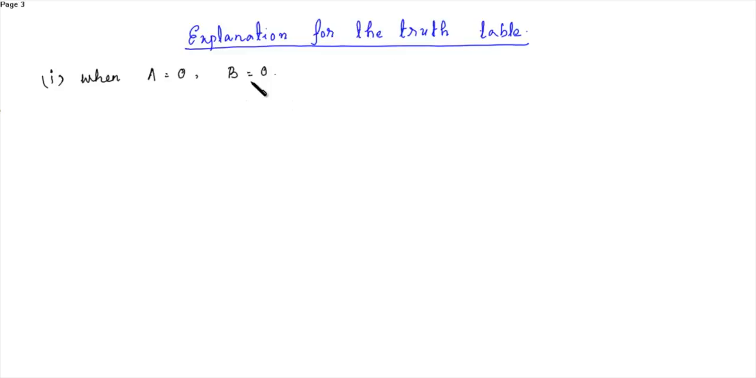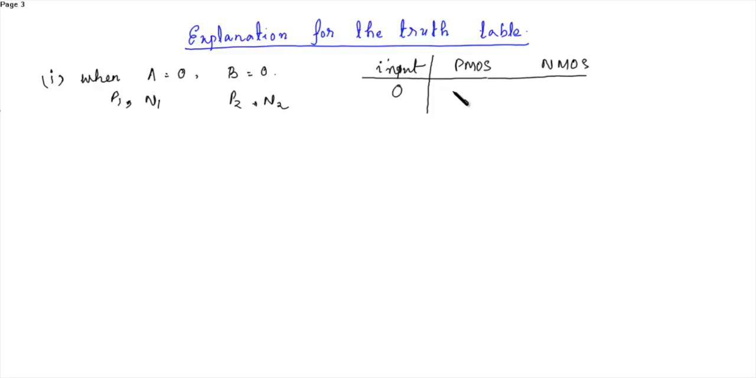So according to our schematic, when A is equal to 0 and B is equal to 0, A input is given to both P1 and N1, and B is given to P2 and N2. So when A is equal to 0 and B is equal to 0, let's see the input, then the condition of PMOS and the condition of NMOS. When input is 0, PMOS is on, NMOS is off. When input is 1, PMOS is off and NMOS is on.